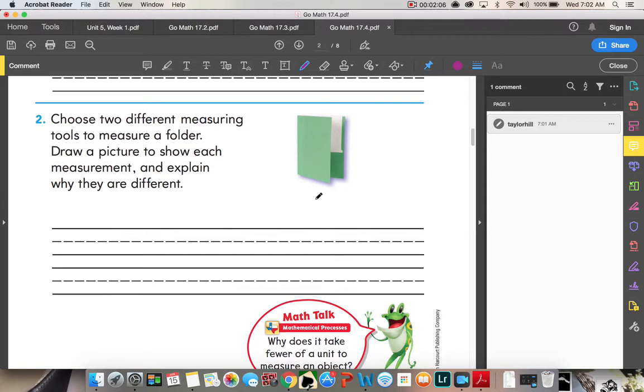Choose 2 different measuring tools to measure a folder. Draw a picture to show each measurement and explain why they are different. Okay, so you would use 2 different types of measurement. Let's stick with our crayon and our pencil. How many pencils across do you think the folder would take up? Do you think it would take up a lot or a little? I think it would take up a little. I think it would only take like 2, especially if they're full-length pencils. How about the crayons? Probably more crayons to cover the folder.